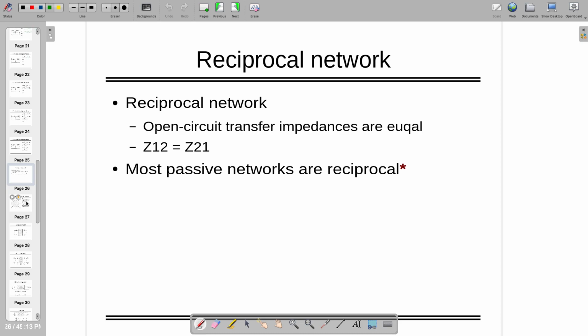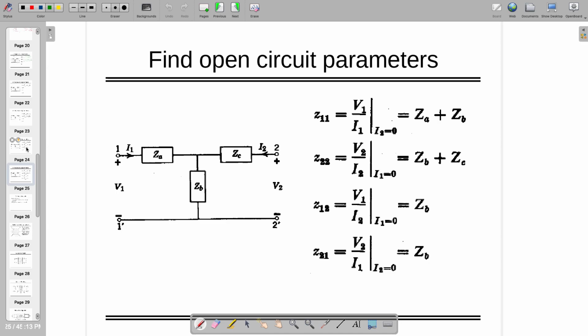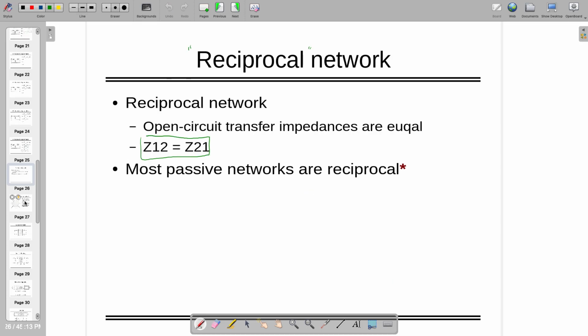Here what is happening, this kind of network is known as a reciprocal network when Z12 and Z21 are the same. You see, Z12 and Z21 both are exactly equal. If this is happening, then you can call this network a reciprocal network, and most passive networks are reciprocal.